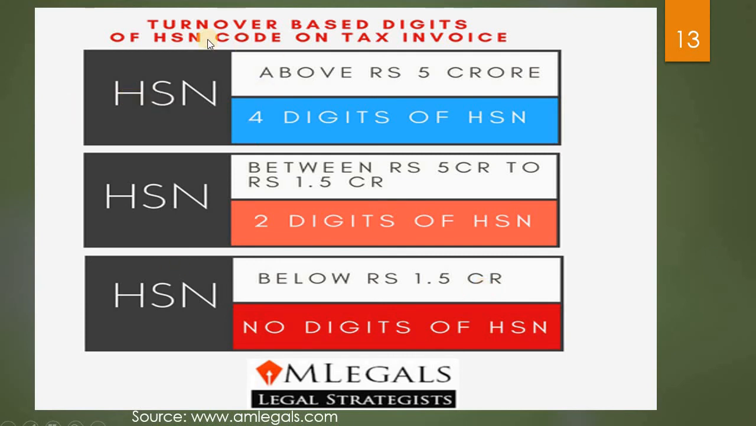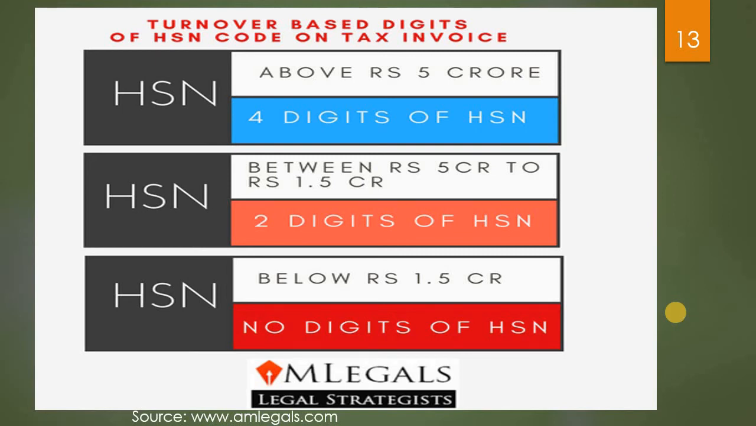So what I explained is there in this figure. HSN above 5 crore, it is 4 digits of HSN. Then if it is between 1.5 crore and 5 crore, then 2 digits. Then if it is below 1.5 crore, then no digits of HSN need to be mentioned in the GST invoice.